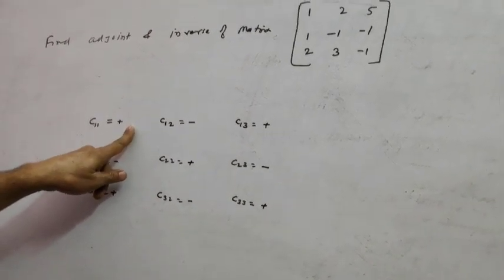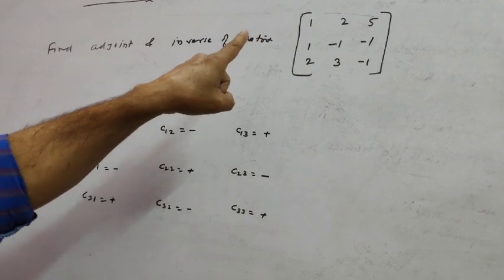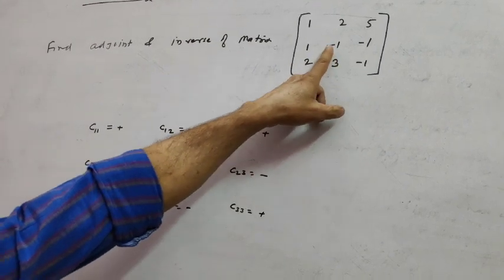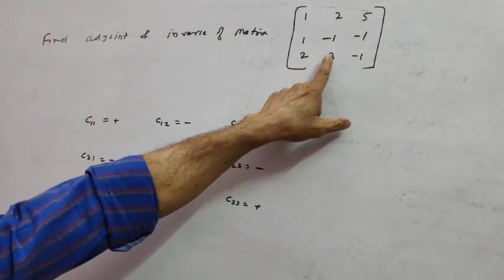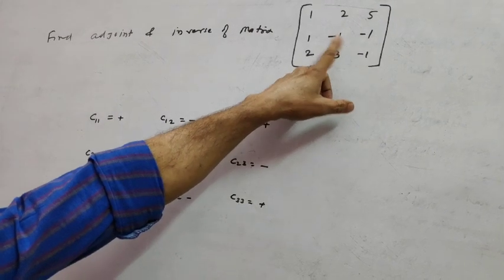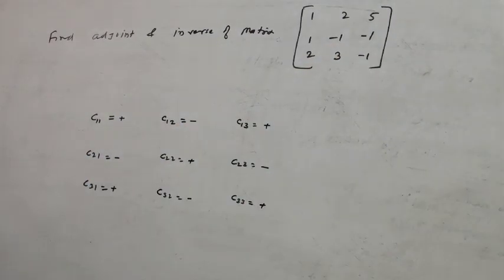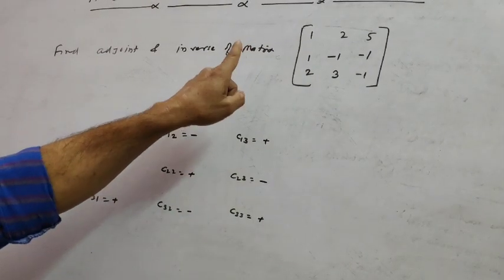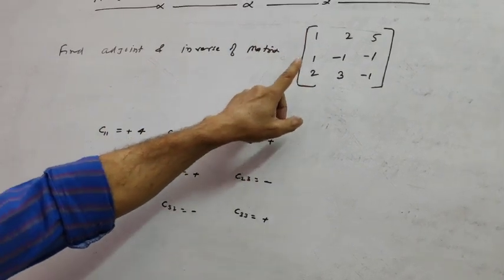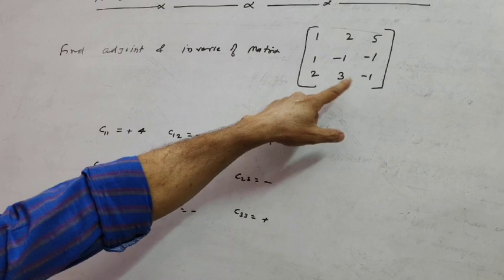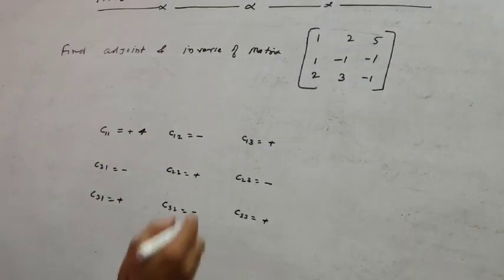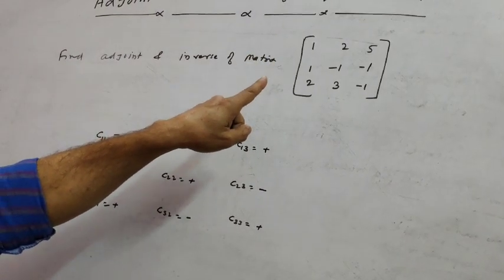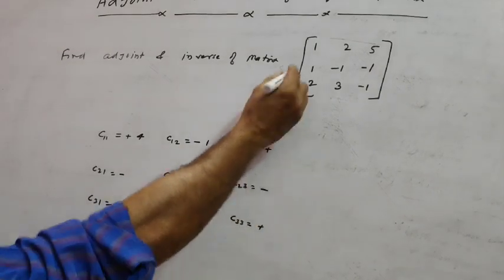Now find the cofactor C11. C11 means 1. So deleting the first row and first column, the determinant of the remaining elements is minus 1 into minus 1 minus the product of these two, which means 1 plus 3, 4. C12, 12 means 2. Deleting the first row and second column, the determinant of the remaining is 1 into 1 minus 1 into 2, minus 1 plus 2 means 1. Then 1 3 means 5, the cofactor of 5.